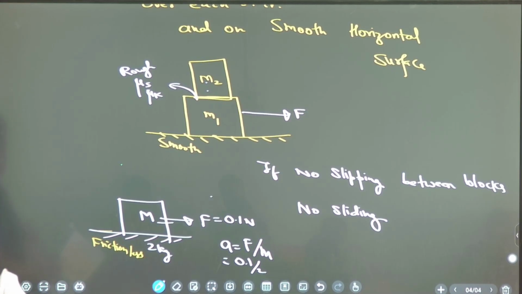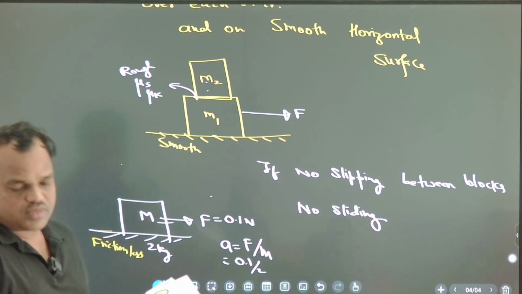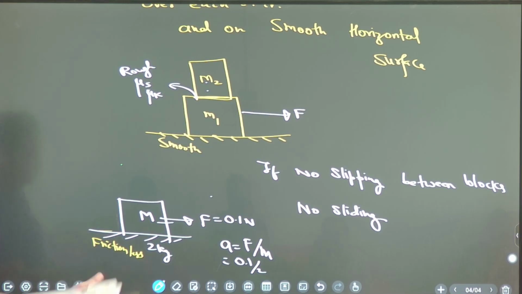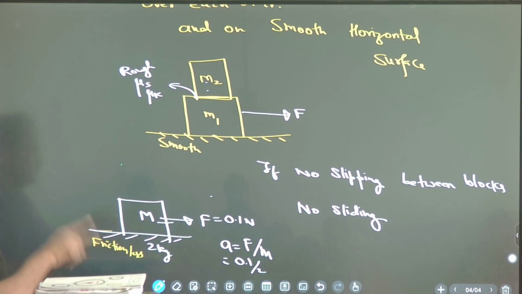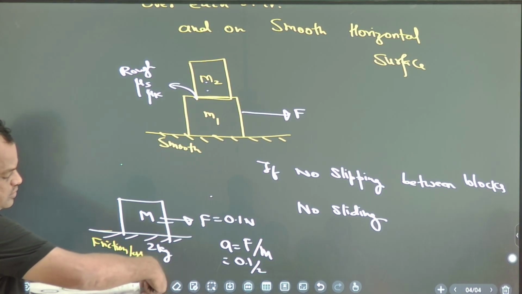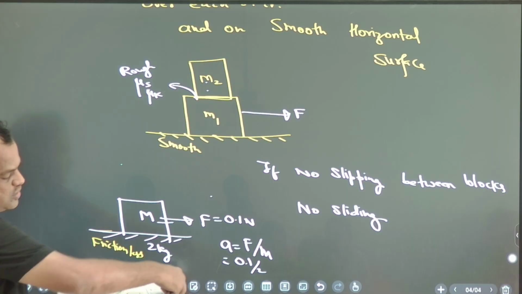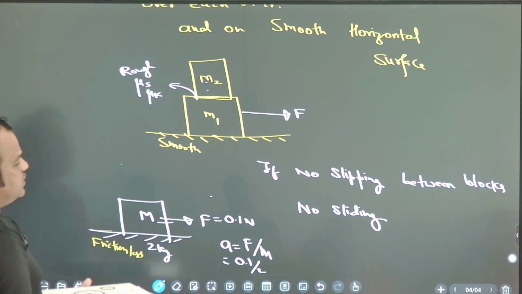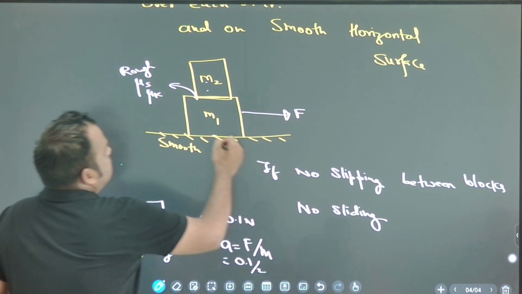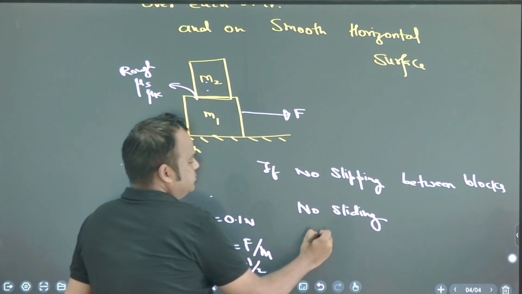Give me that wood. So one block is there. This is the surface. One block, second block, M1, M2. So I am exerting force on M1. So M2 is also moving. See, M2 is also moving. So common acceleration. What is the common acceleration? No slipping, no sliding.